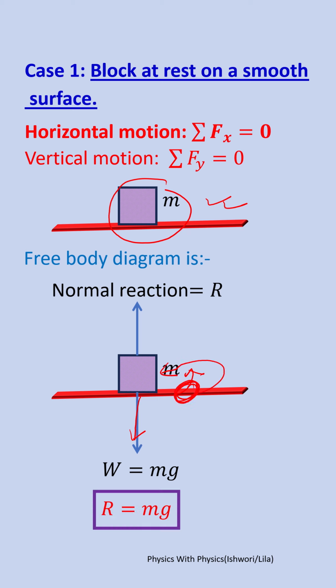Since the body is at rest, there is no motion. That's why the sum of vertical forces, summation of Fy, equals 0. That's why it becomes R equals mg simply. There is no motion along the horizontal direction, so we don't need to consider it. This is a very simple case, the first case of free body diagram.